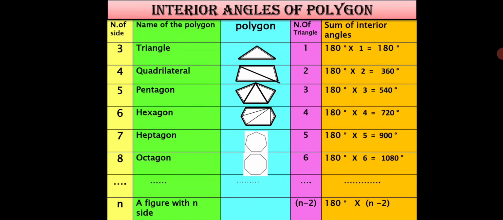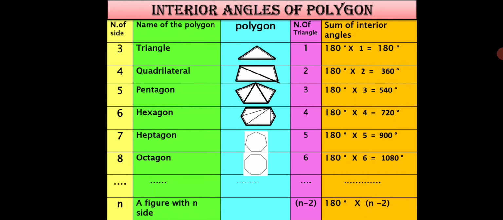Next figure is heptagon. In this polygon, the total number of triangles is 5. So its measure of interior angles is 900 degrees. Next polygon figure is given here, that is octagon. So the number of sides is 8 and the triangles formed are 6. That's why the sum of interior angles is 1080 degrees. So in this way, students, we can calculate any polygon's sum of interior angles.